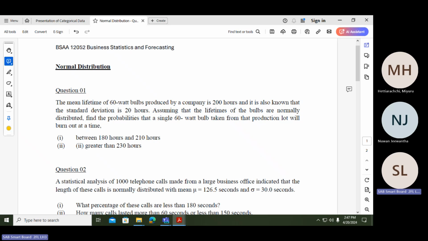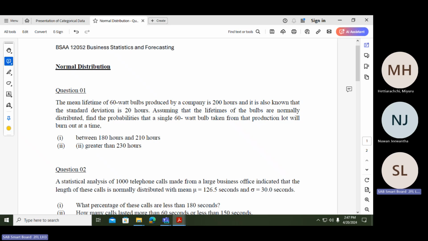The mean lifetime of the 60-watt bulbs produced by the company is 200 hours, and it is also known that the standard deviation is 20 hours. Assuming that the lifetimes of the bulbs are normally distributed, find the probability that a single bulb taken from the production lot will burn out at a time between 180 hours and 210 hours.